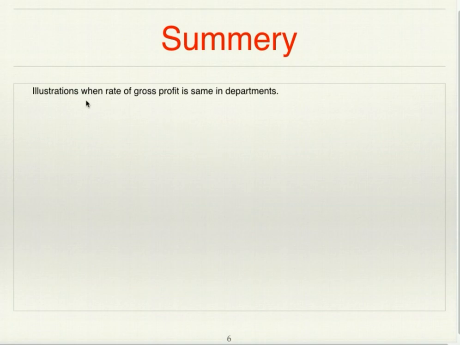In this particular video, we have seen illustrations when rate of gross profit is same in various departments.